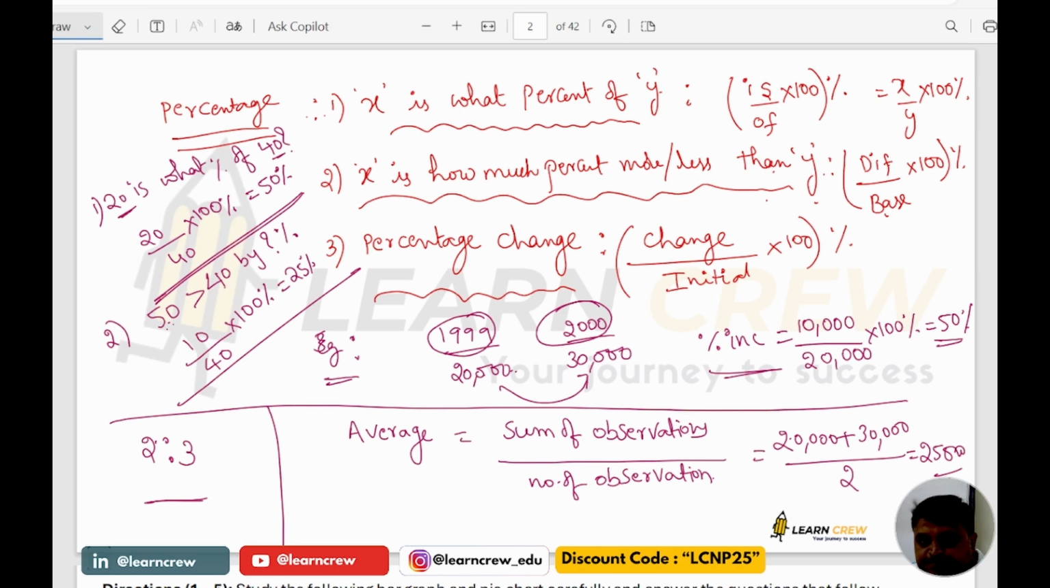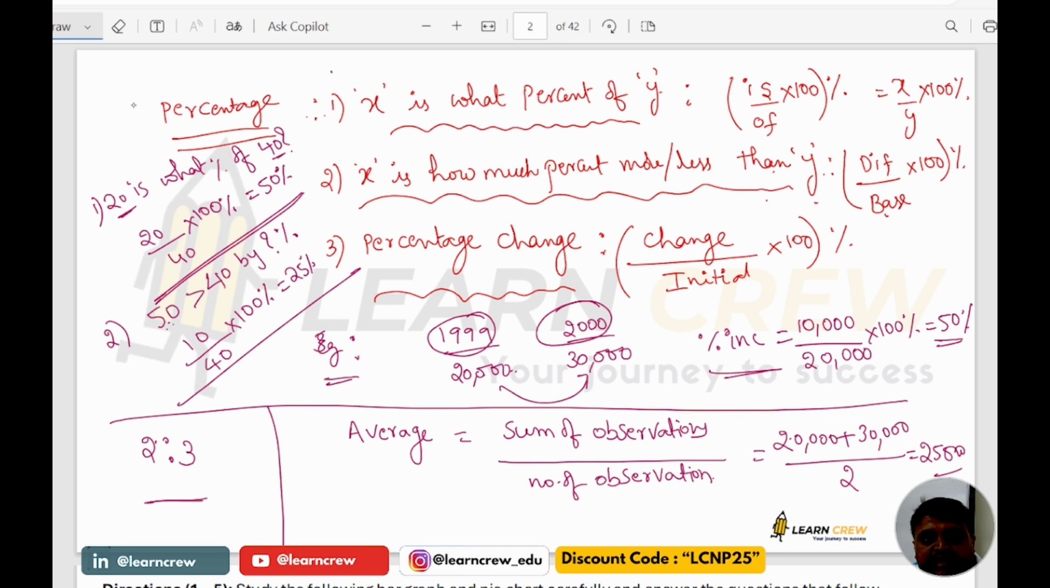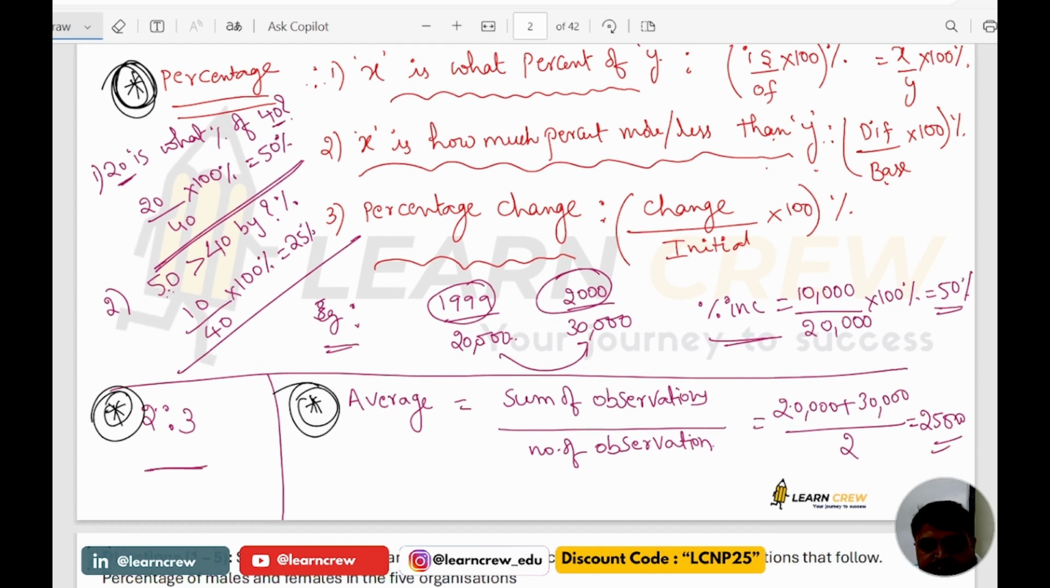So here, these three concepts, one has to be very clear fundamentally. One is percentage, the other is ratio, the other is average. These three, one has to be very clear: percentage, ratio, average. So I hope now we can step into the questions.